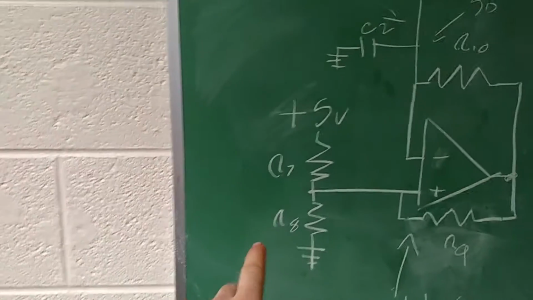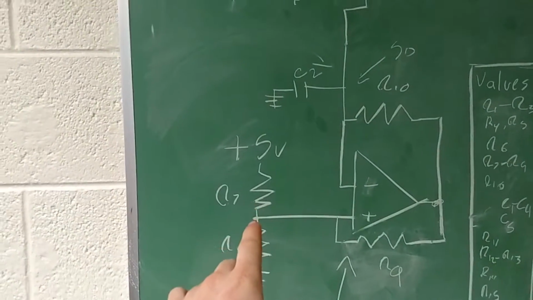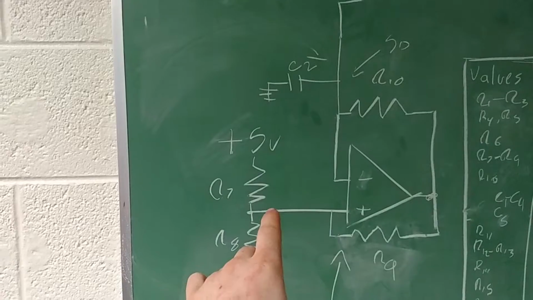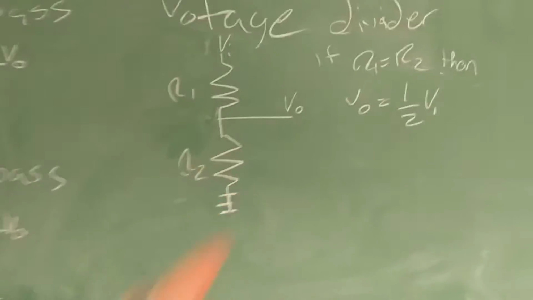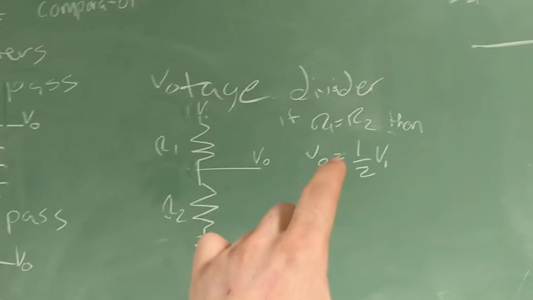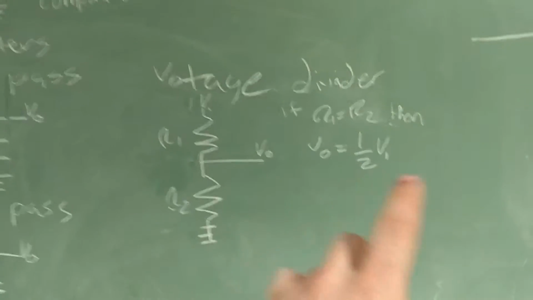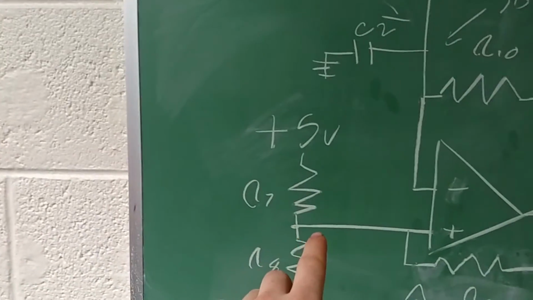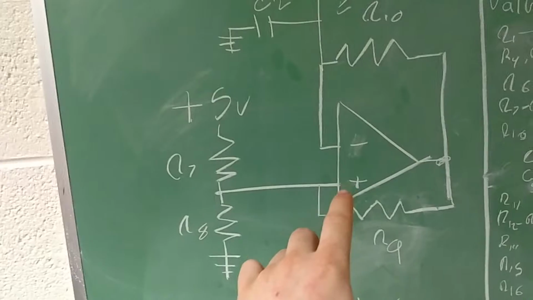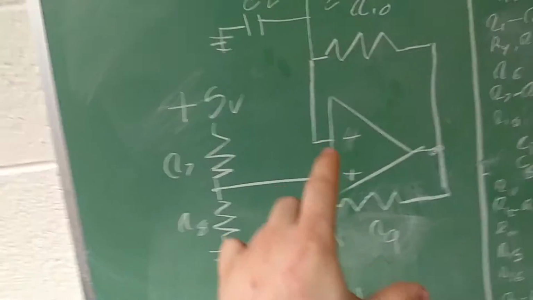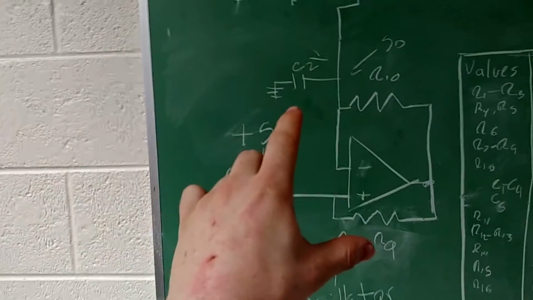So the oscillator is producing a positive 2.5 volts. This is a voltage divider shown here. If R1 and R2 are the same, V out is half of V in. So at this point, it's 2.5 volts. And then it goes through here, and this is the positive and the negative feedback, and this is the capacitor.